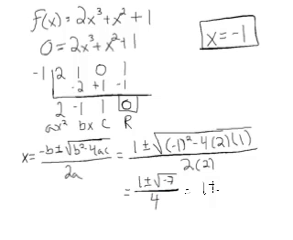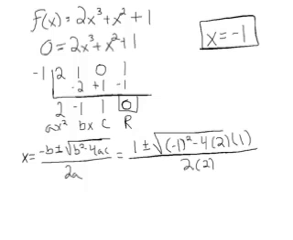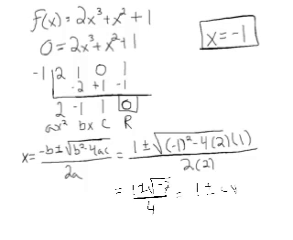I made a mistake. Alright, let's try this again. Equals 1 plus or minus the square root of -7 over 4. And then I'm going to bring that i out. So 1 plus or minus i, square root of 7, all over 4.